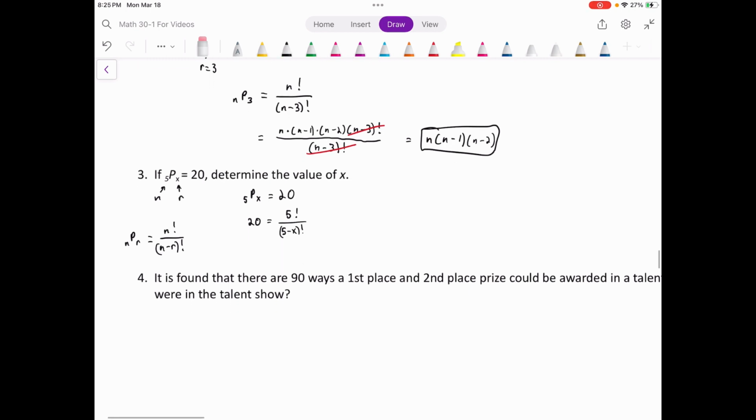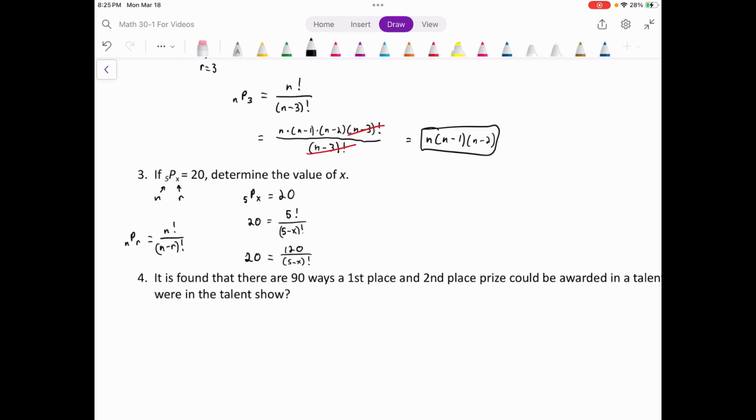So looking here, let's think about this, because 5 factorial is just a number, and it's not that big a number. I mean, it's big, but it's 5 times 4 times 3 times 2 times 1, right? You could put it in your calculator, but also 5 times 4 is 20, 20 times 3 is 60, 60 times 2 is 120. So 5 factorial is just 120 over 5 minus x factorial.